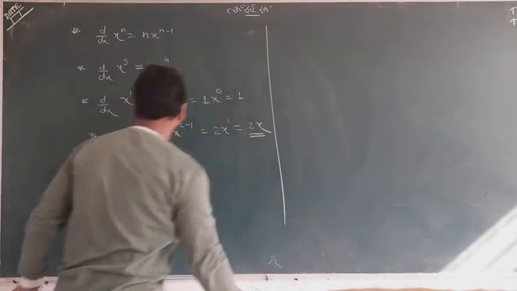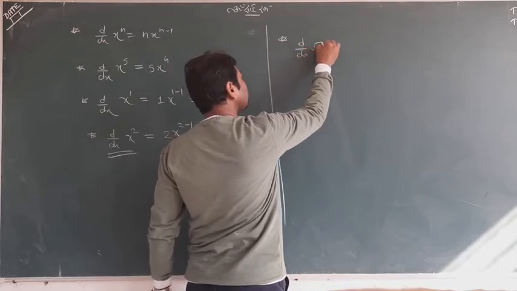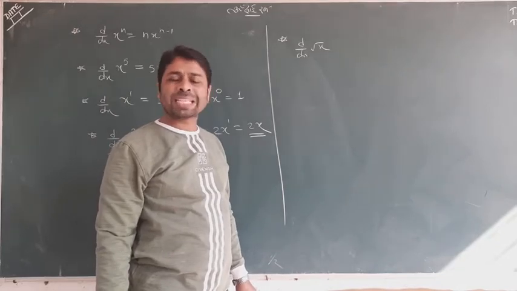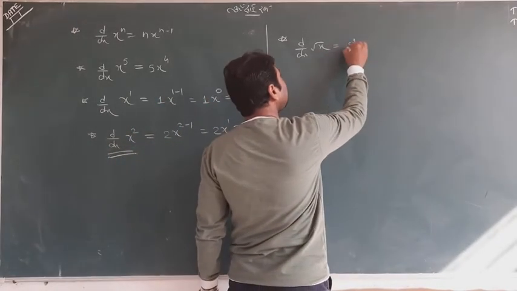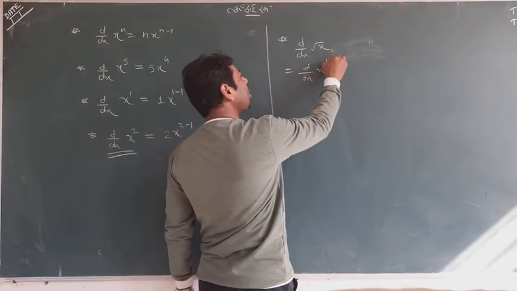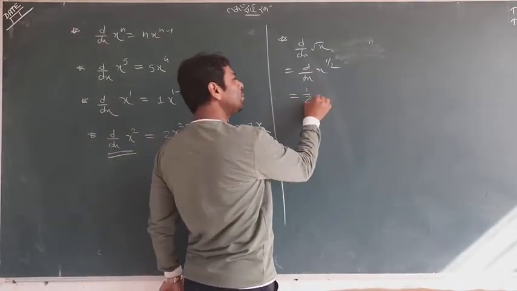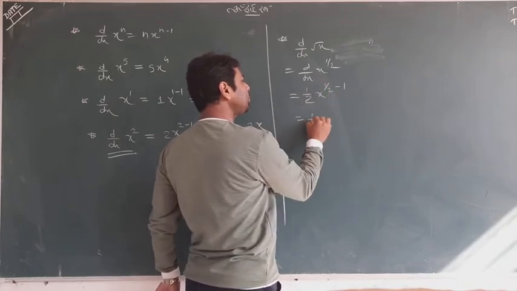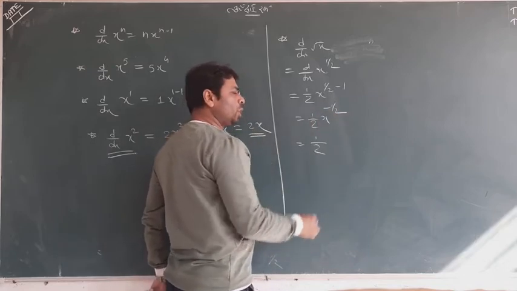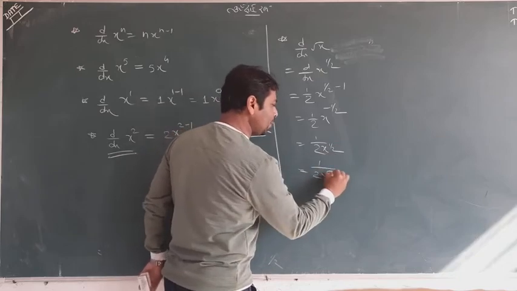One very important function I am telling here: d by dx of root x. This is very good actually, and I want you students to remember this as a formula. You will write d by dx of x to the power half, and use the formula. Power will come in front. 1 will reduce from the power. Half minus 1 is minus 1 by 2. Transferring to the denominator, it is going to be plus. And you know that x to the power half itself means root x.